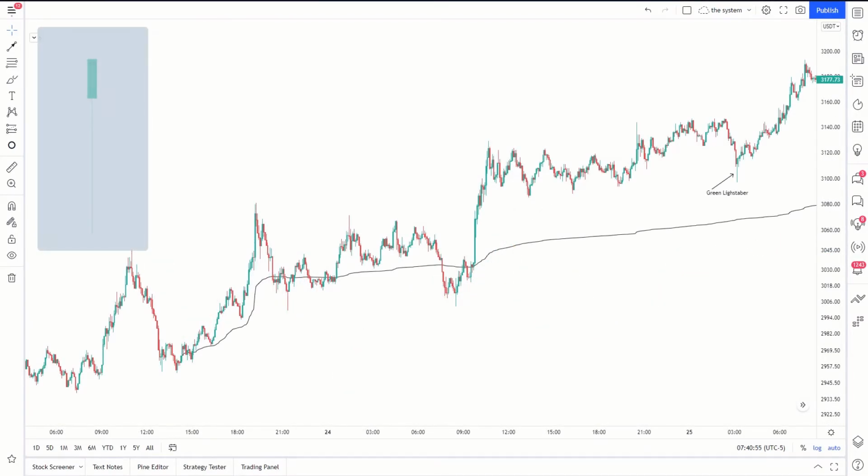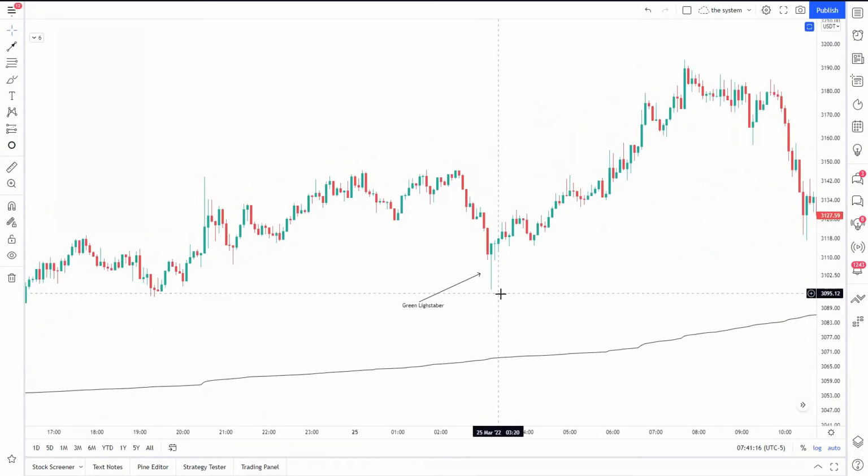The green lightsaber is actually exactly the same as the red lightsaber. Of course, the only thing that we have to do now is just invert our rules. In this example, we have a clear determined uptrend, which I'm using the anchored VWAP to identify. If you haven't watched one of our previous videos, I explain in depth exactly how the anchored VWAP works and how to plot it correctly.